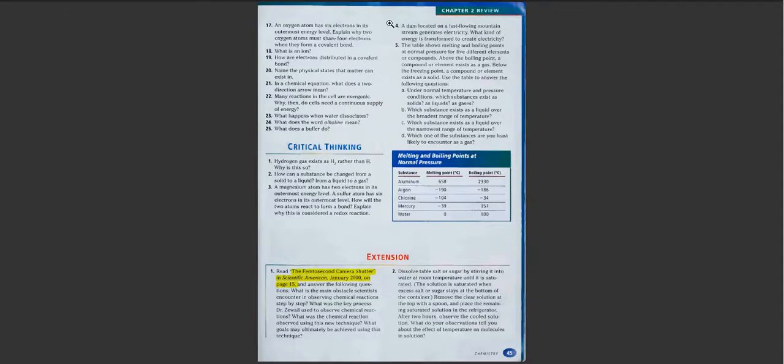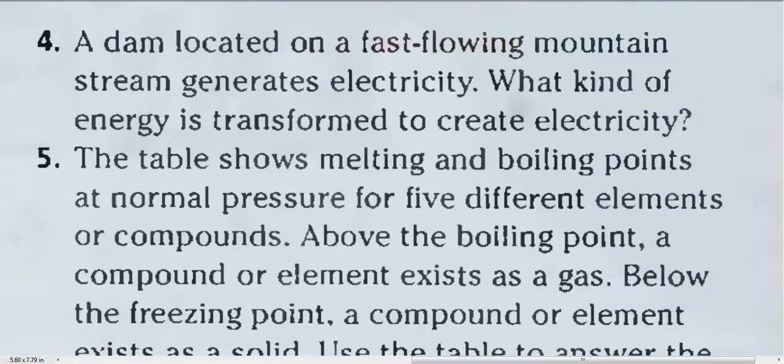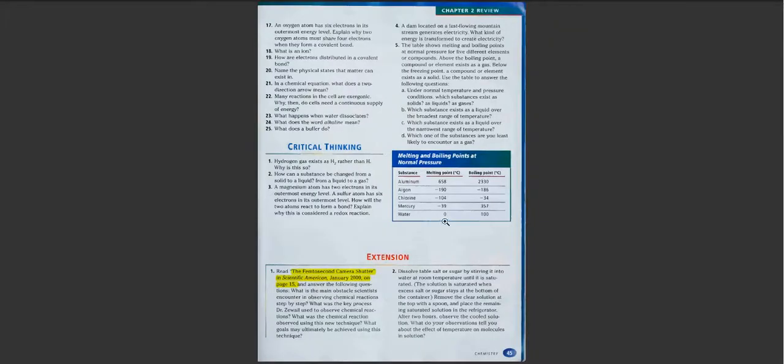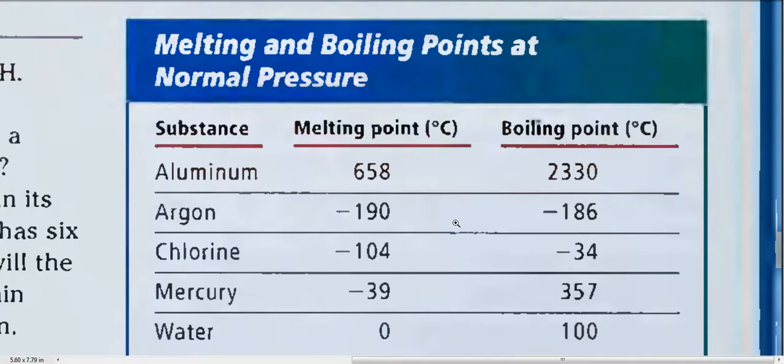4. A dynamo located on a fast-flowing mountain stream generates electricity. What kind of energy is transformed to create electricity? 5. The table shows melting and boiling points at normal pressure for 5 different elements or compounds. Above the boiling point, a compound or element exists as a gas. Below the freezing point, a compound or element exists as a solid. Use the table to answer the following questions.